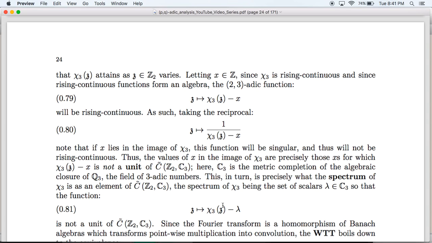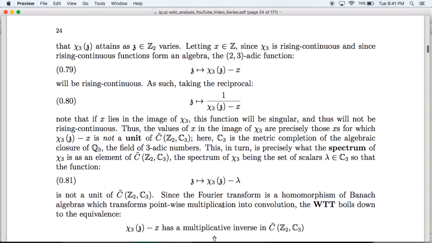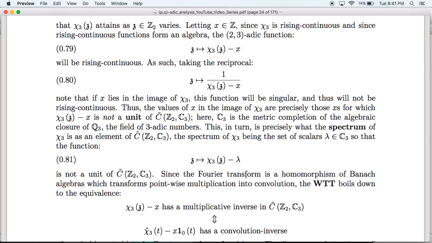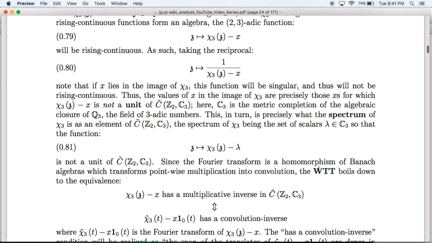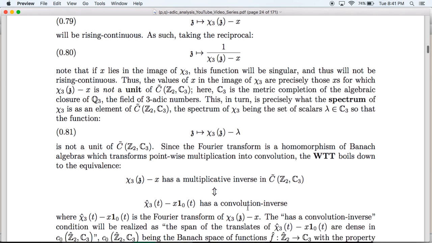Thus, by characterizing the value distribution, the values attained by our function, that's the same thing as characterizing its spectrum, doing spectral theory. Since the Fourier transform is a homomorphism of Banach algebras, this is the convolution theorem, which says that the Fourier transform of the product of two functions is the convolution of their respective Fourier transforms. The Fourier transform turns multiplication into convolution and convolution into multiplication. So with this, the Wiener-Tauberian theorem that I proved boils down to the following equivalence.